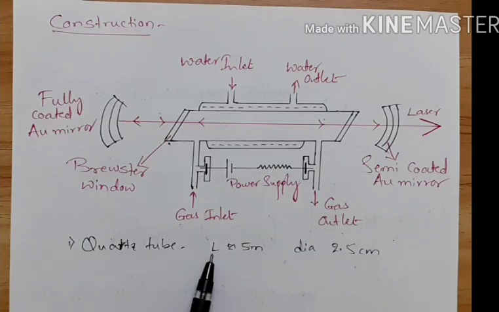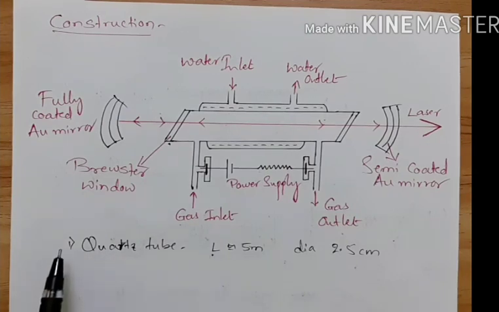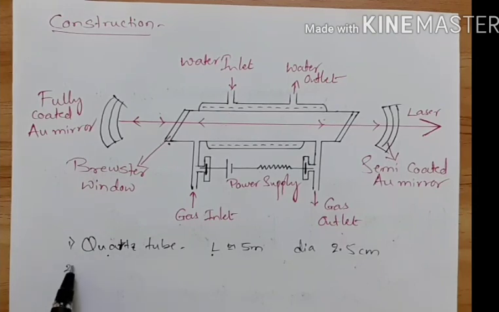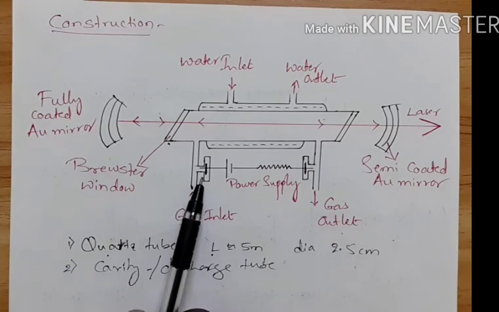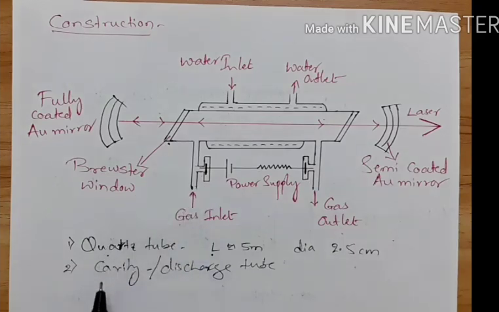So in different applications, different lengths are used. The various companies prefer different lengths, depending on the strength of the laser which they want to produce. And this is the quartz tube, which is filled with three kinds of gases. That quartz tube is called the cavity, or it is also called the discharge tube. Why is it called a discharge tube? Because we are going to apply the voltage to that, so that the gas is discharged and emission takes place. That's why it is called the discharge tube.